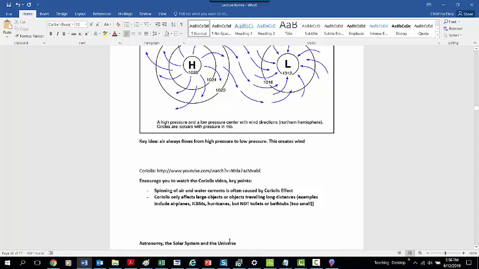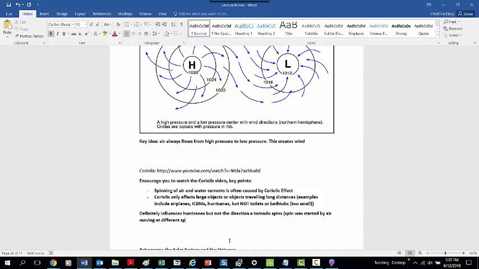And it definitely influences hurricanes, but not the direction a tornado spins. Because once again, the spin was started by air moving at different speeds near ground level.